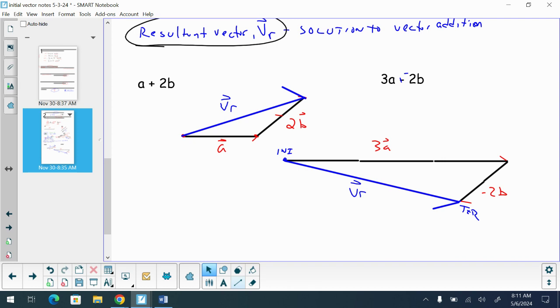But we have to first understand what we mean by dealing with just vectors and drawing the vectors in and getting resultants in. All right, questions? You have about 15 minutes here to be able to get some of these done on the front side.